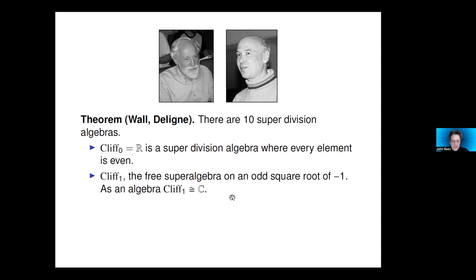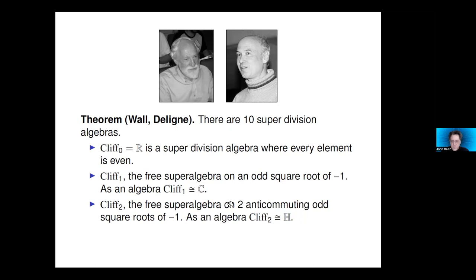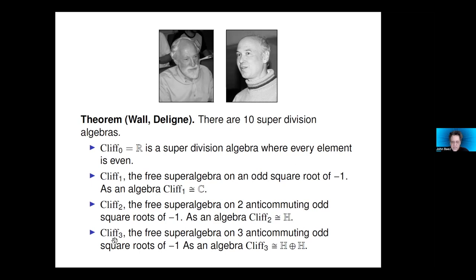Now we're really getting to Clifford algebras here. Now we're going to take the free superalgebra on two anti-commuting odd square roots of negative 1. So we take two square roots of negative one, treat them both as odd, and we get a superalgebra that way. And that's the quaternions, but it's the quaternions where you could say i and j are odd, and then k, which is their product, is even. So you can keep on throwing in more odd square roots of negative one. So we think of the Clifford algebra as a superalgebra in that way. So Clif 3 will have three anti-commuting odd square roots of negative one thrown in. And then we let them freely generate a superalgebra. And this, as an algebra, is isomorphic to a direct sum of the quaternions with themselves. So this is an algebra that would not be a division algebra, but it is a superdivision algebra.